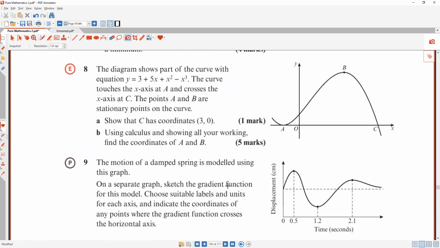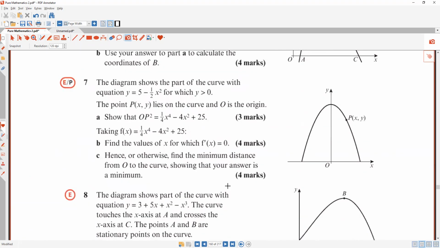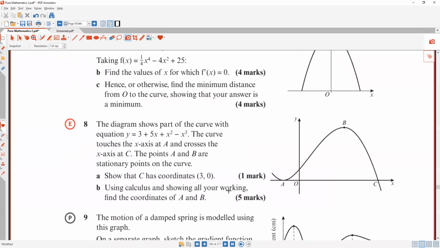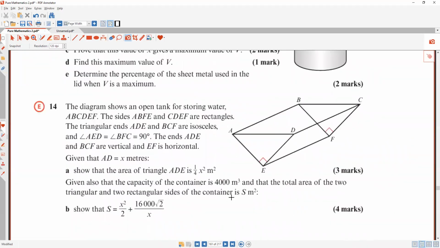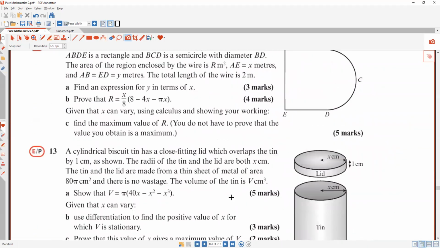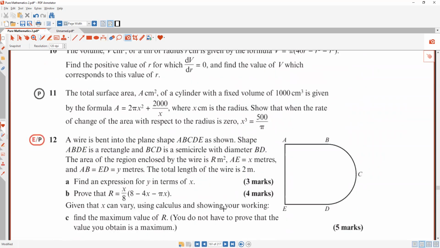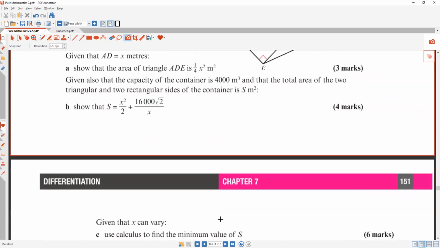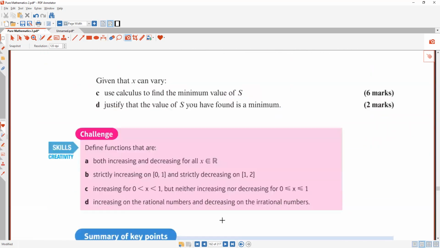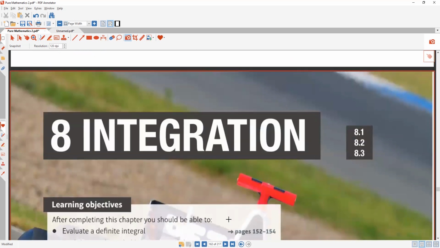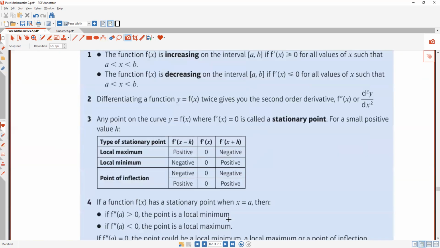I think I'll give you guys these things as homework most probably. Actually, I have to give you question number 13, question number 12, these as homework. Or maybe I can give them in the test also. Who knows? Okay, now this is over.